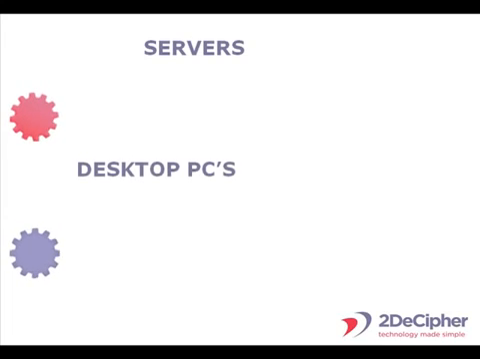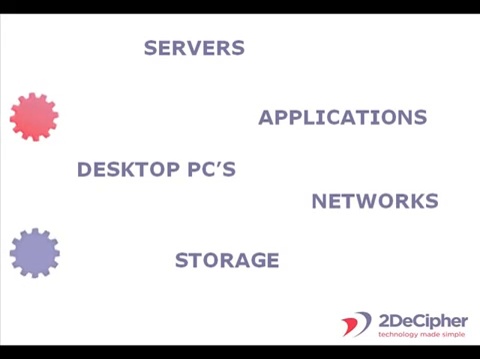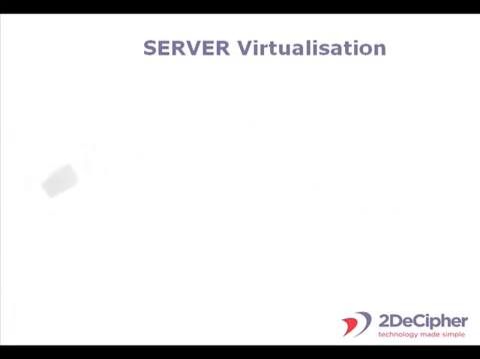Virtualization can be applied to many systems within IT. These can be hardware or software or a combination. Common systems where virtualization can be applied are servers, desktop PCs, storage, applications, and networks. As this is a simple introductory overview, we shall have a quick look at server virtualization and find out what all the fuss is about.